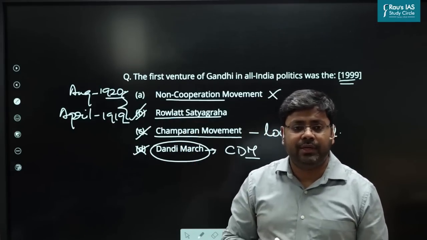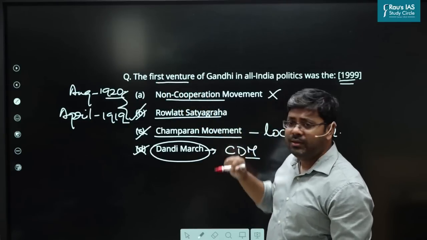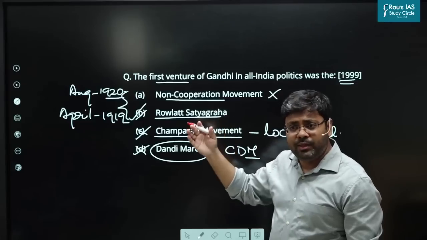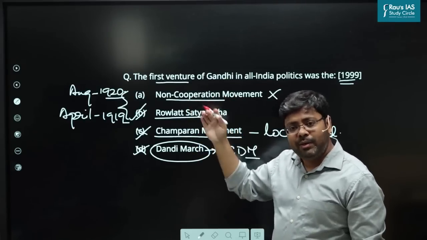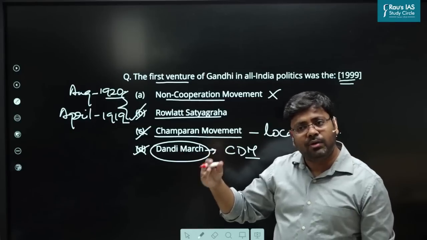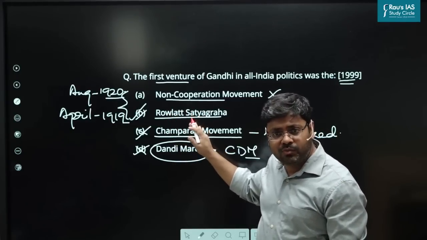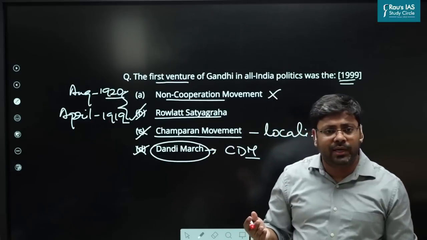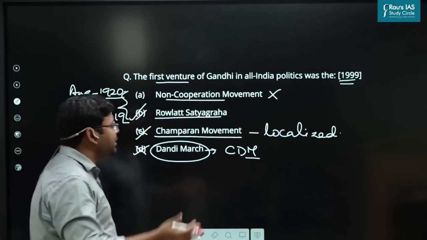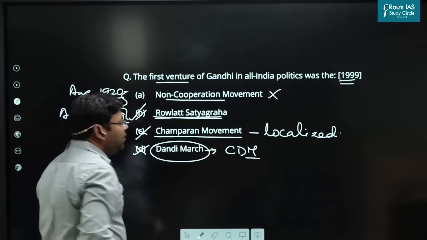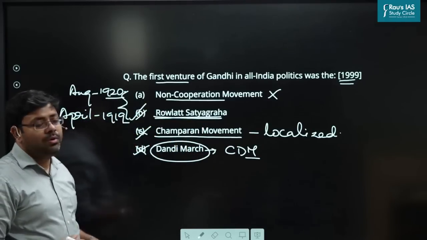You have to be very careful here that the question is just talking about the first venture, not about the first big movement by Gandhiji in India on all India scale. Ventures may be successful, maybe not successful. Certainly this Rowlatt Satyagraha was not very successful, but the first effort by Gandhiji on all India level, the first venture by Gandhiji on all India level, was this Rowlatt Satyagraha. So the answer here would be B, and A would not be the answer.